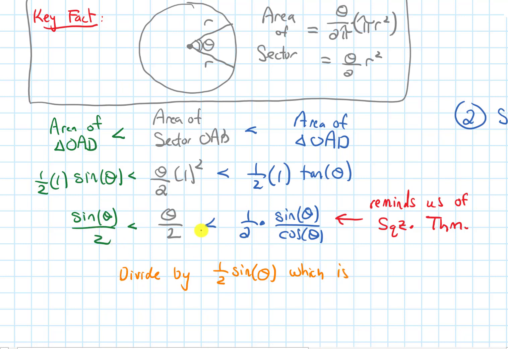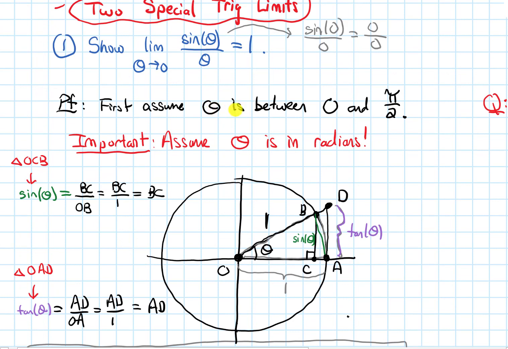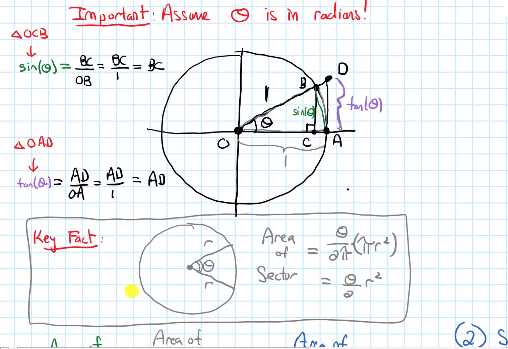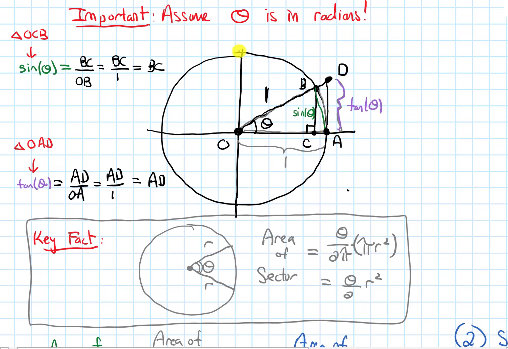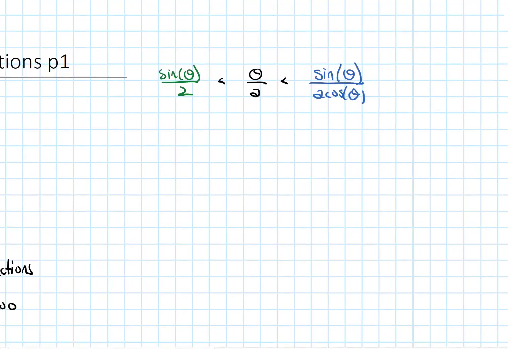which is one thing I have to be careful about when I divide an inequality by something: was that thing positive or is it negative? Because if it's negative, I'm going to flip the inequalities. But remember, we started off by assuming theta is a positive angle between 0 and pi over 2. So in that quadrant, when I'm between 0 and pi over 2, sine is positive. So this is going to be positive. So I don't need to worry about dividing by a negative, flipping the inequality.